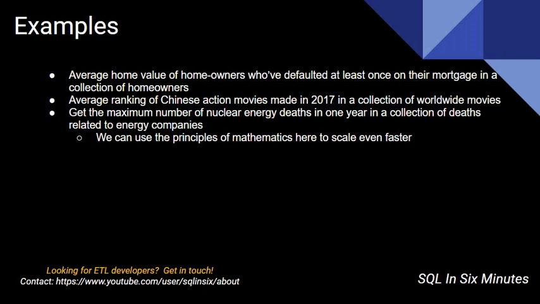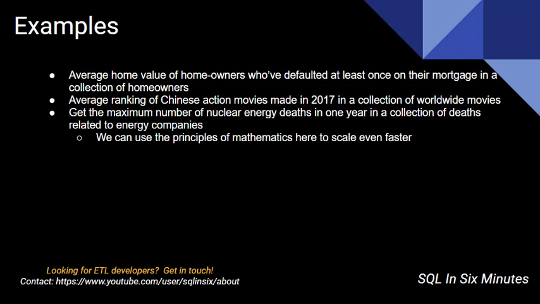And then we can see again the principles of mathematics being used here, which is get the maximum number of nuclear energy deaths in 1 year in a collection of deaths related to energy companies. Okay, so let's suppose that all of the different years of energy deaths were in separate collections, right? So we could first of all get all of the energy deaths related to nuclear. So filter on the nuclear, get the death number, and then we're going to put it together, right? And we're going to get the maximum, whichever of those years has the maximum.